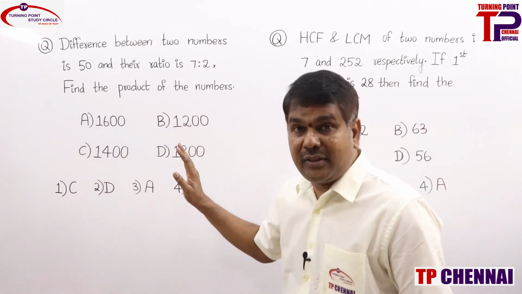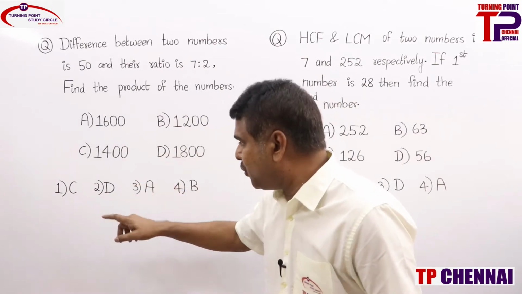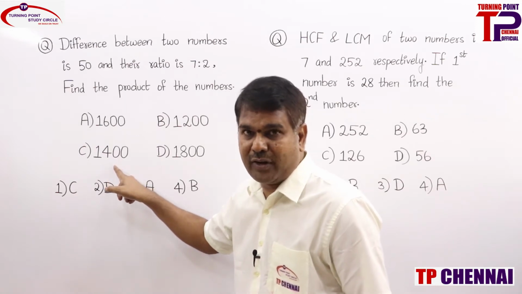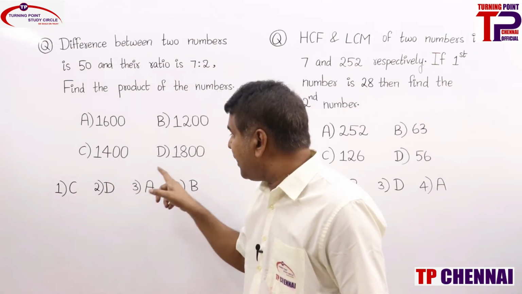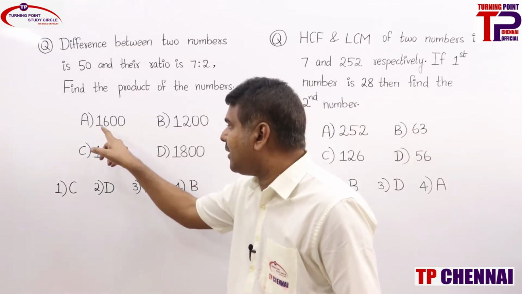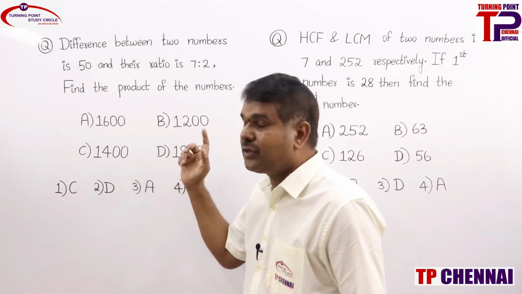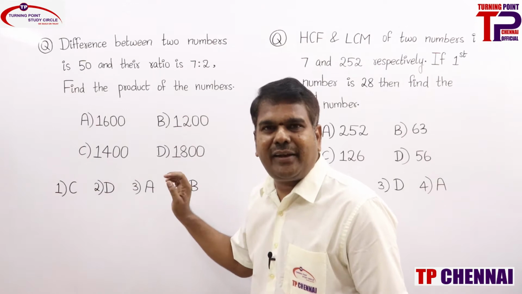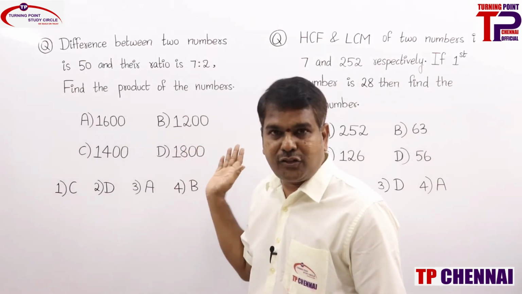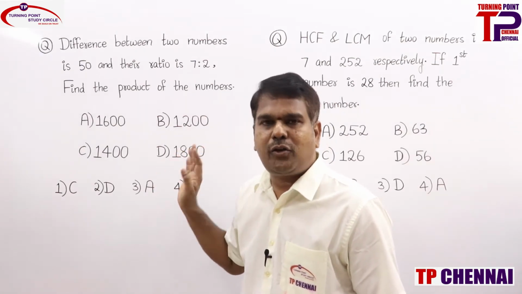And again, this is not the end of the game. See how the options are continued. Give answer as 1 if option C, that is 1400, is right. Give answer as 2 if option D, 1800, is right. Give answer as 3 if A, that is 1600, is right, and give answer as 4 if B, 1200, is right. This is a slight variation in asking the questions. You need to be careful, but there is no option 5, that is none of these. There is no option 5 at all, so no need to worry.